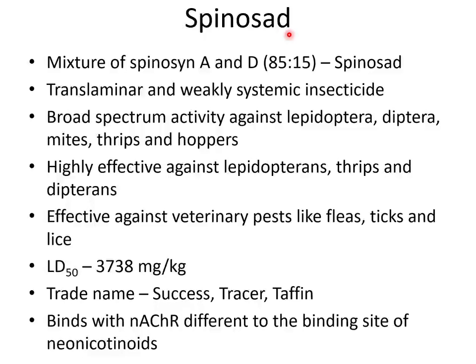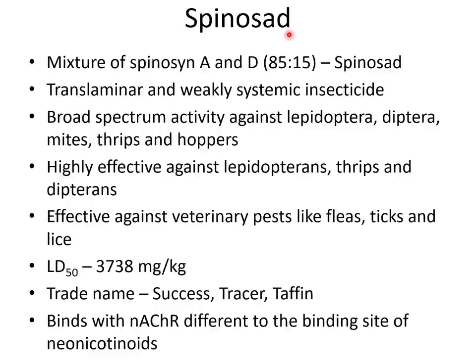It has some broad spectrum action, but it is more effective against lepidopterans, and it is very good against thrips also. Usually, if you see the recommendations, it is mostly against lepidopterans and thrips. Almost all the spinosyn groups have some activity against veterinary pests like fleas, ticks and lice. Spinosad also has some activity against fleas, ticks and lice. It is blue labeled; the LD50 is 3738 milligram per kg. And we have several trade names.